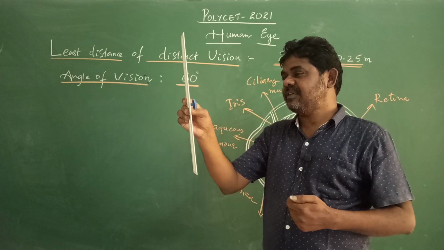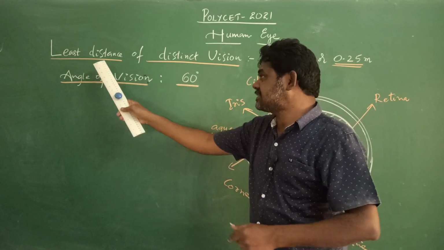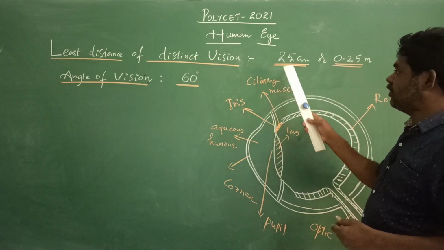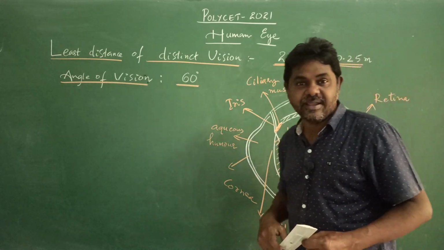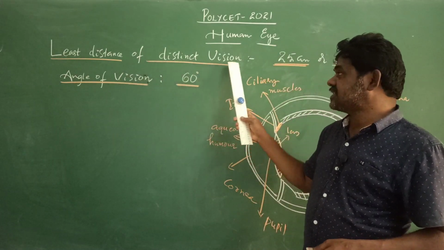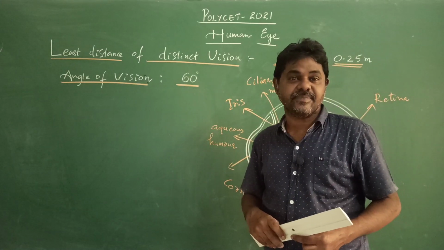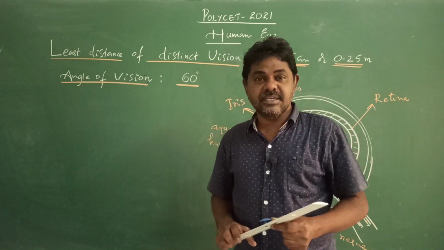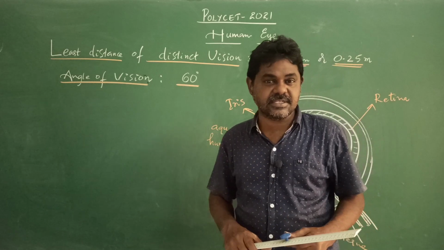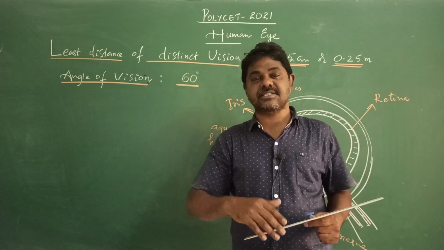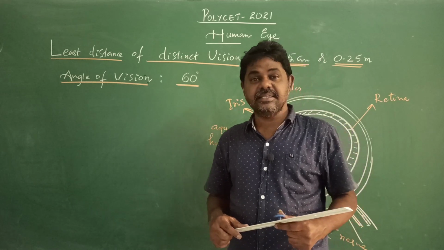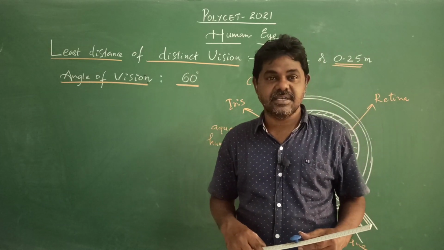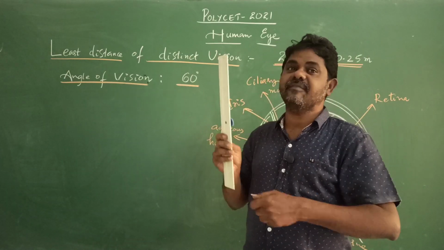The minimum distance of clear vision, that is known as least distance of distinct vision, is 25 centimeters or 0.25 meters. If you want to convert it into meters, it is 0.25 meters. And this least distance of distinct vision is 25 centimeters for a healthy person. On average, this is going to change with age. Is it right? For an average 10 years children, they are very active. Is it right? In them, the least distance of distinct vision is going to be even smaller, less than 25 centimeters. They can see clearly even at less than 25 centimeters.